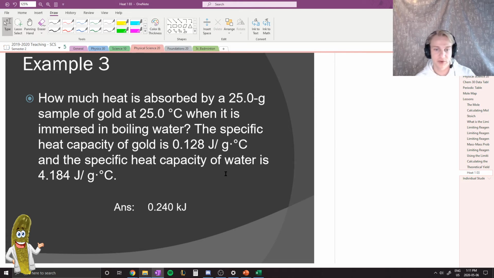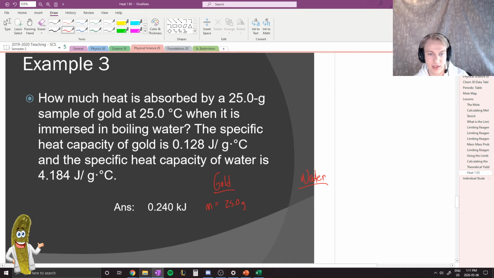So we have a couple pieces of information. I would probably divide this up into two sections. The first section I would put the gold section over here, and I would put the water section right here. I want to be able to divide up my pieces of information. So I know that for the gold, the mass is 25.0 grams.